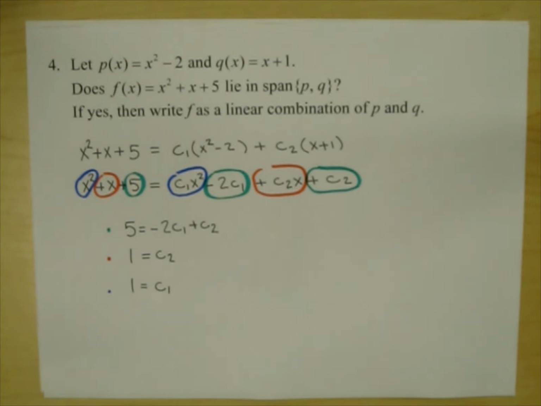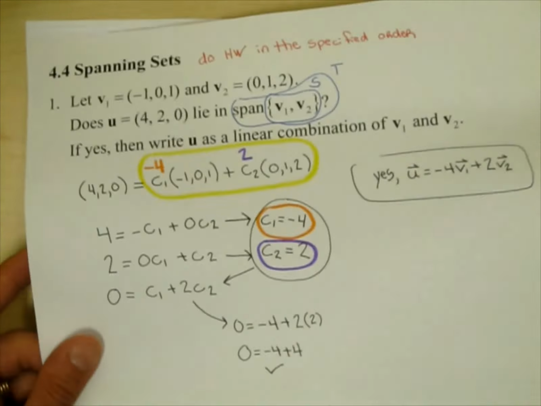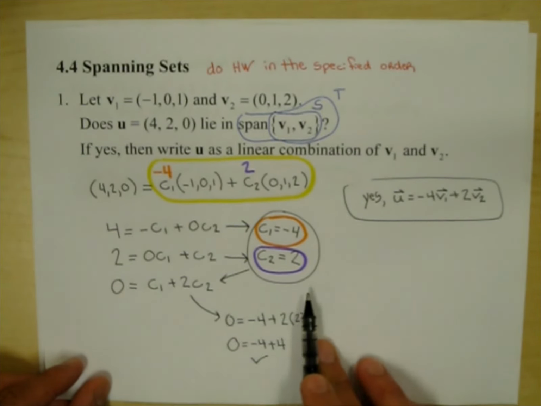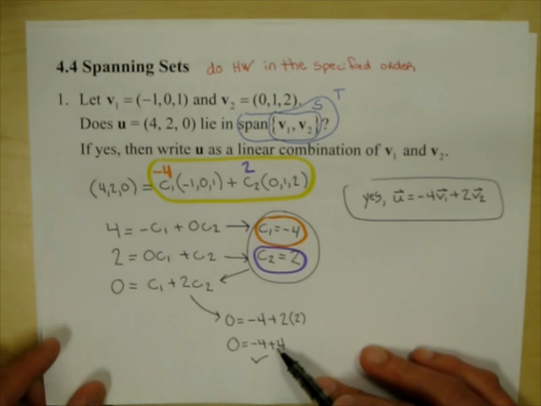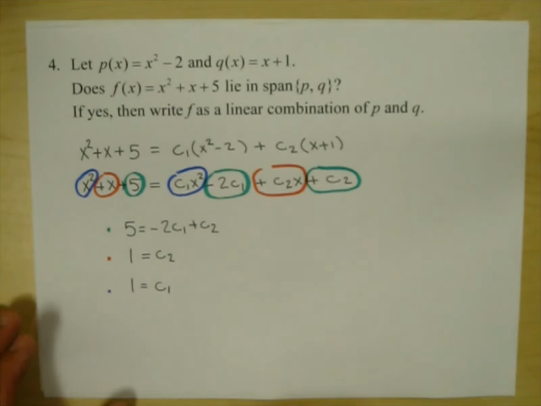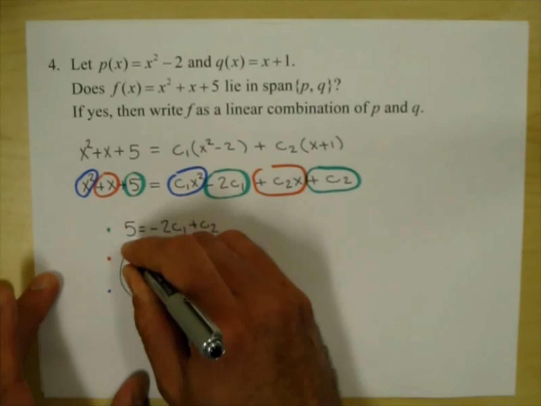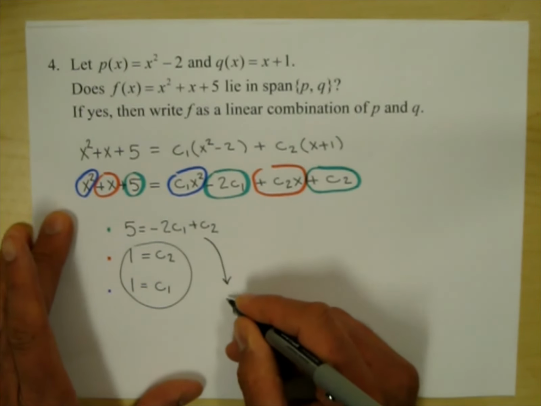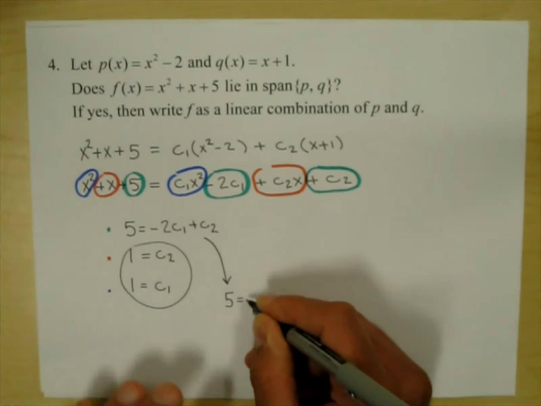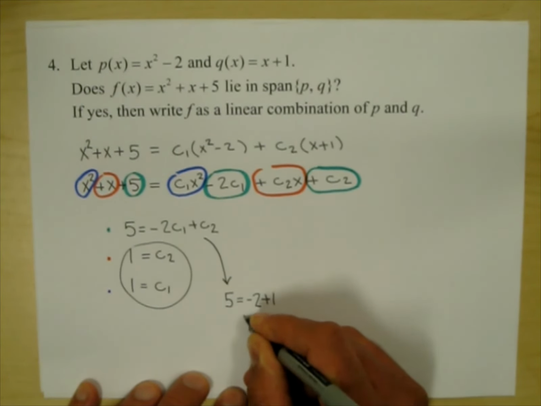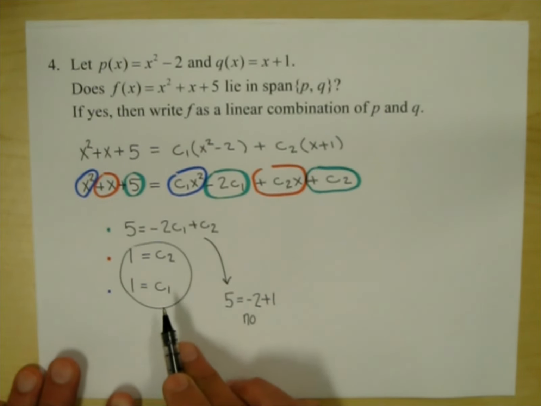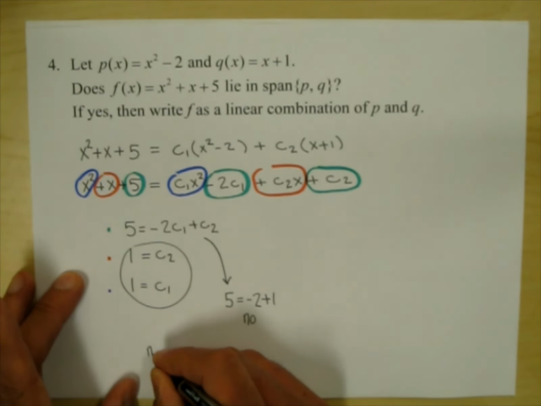And so this is just like the last problem. Remember, or not the last problem, but this problem where we had 3 equations and 2 unknowns. And we were seeing if we can get something that works for C1 and C2. That's exactly what we're doing here. In fact, notice this. Those guys are already solved for. C1 is 1, C2 is 1. So let's see if this works. 5 equals negative 2 plus 1. No, it doesn't work. Wow. So we cannot find a C1 and a C2 where this will work. So the answer is no.